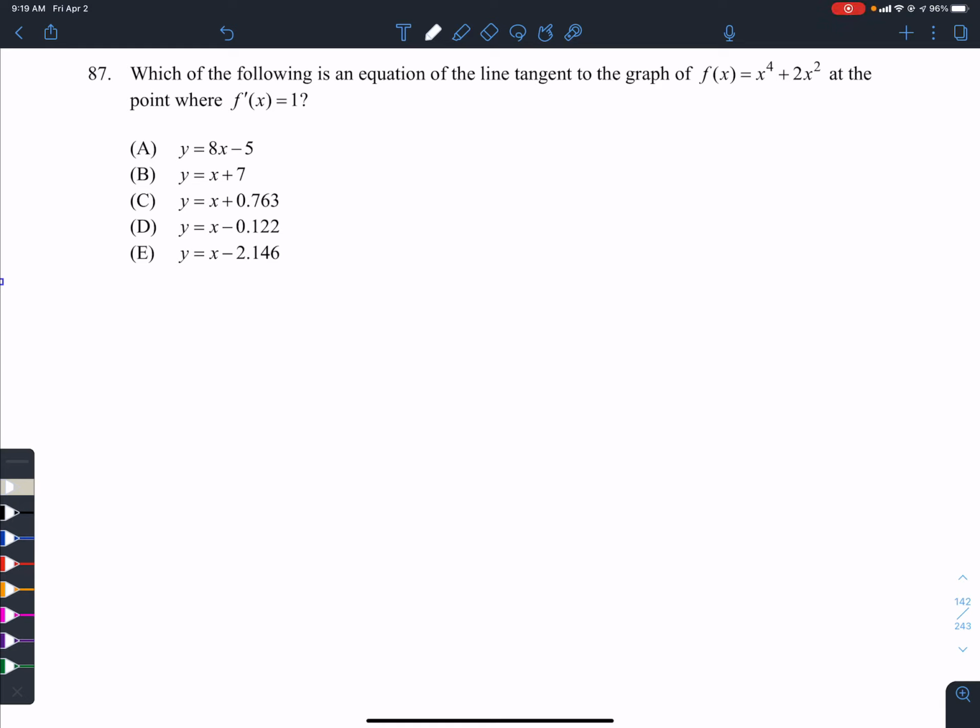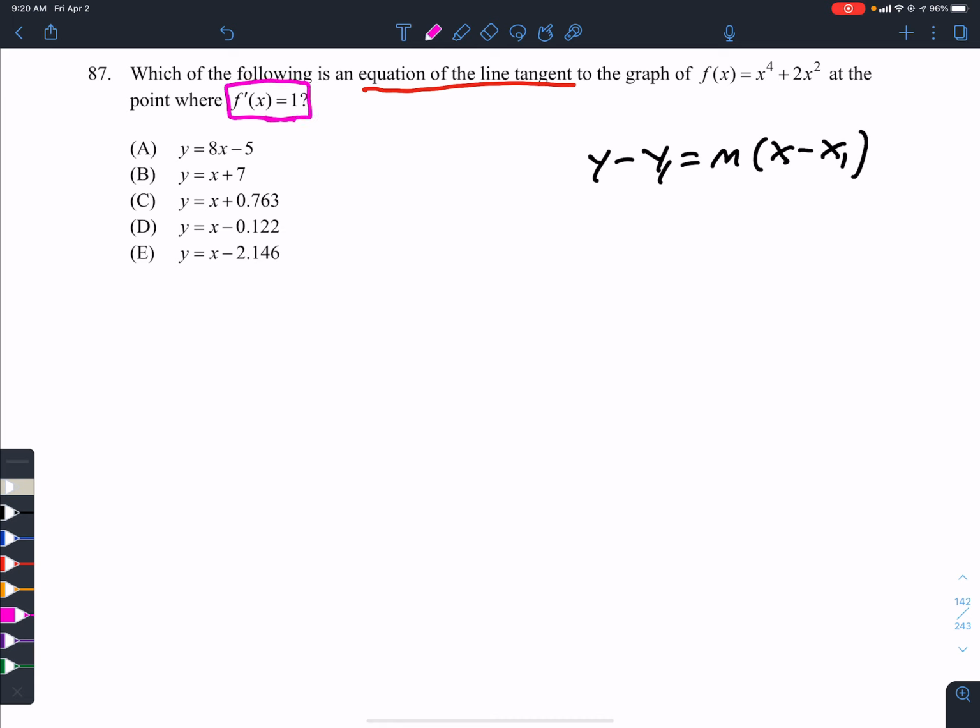1998, number 87. So we want the equation of the line tangent. I immediately do this because this is the equation of any line at the point where, so it's touching the line where the slope of the tangent line is 1, because the derivative tells us the slope of the tangent line.